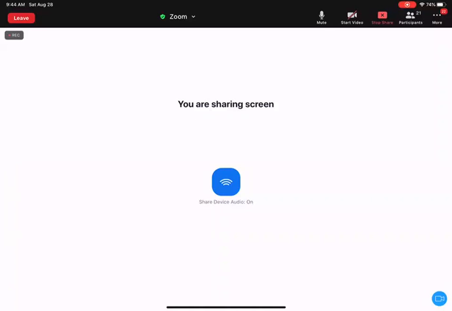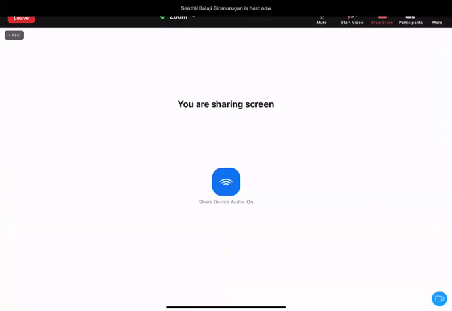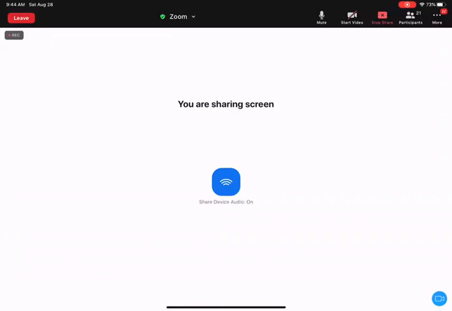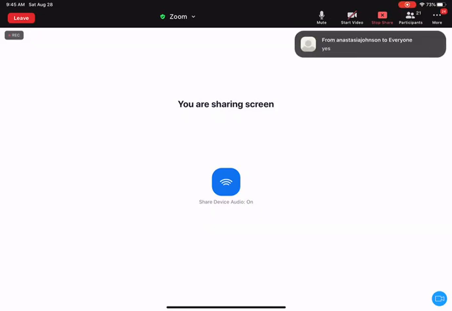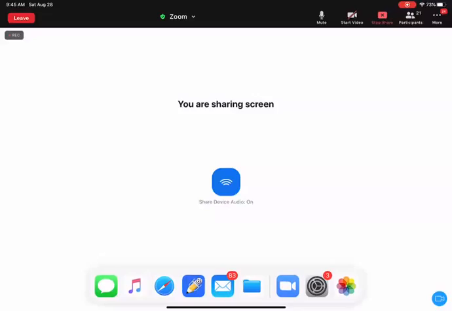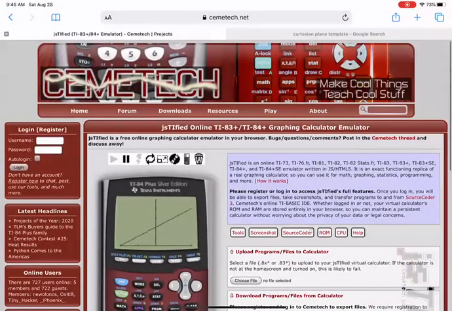Did the screen change on your side when I moved from the window to, oh man. Okay, so it's just going in and out for some reason. Are you able to hear me now? Yes, it says you are sharing screen. Okay, cool, awesome. For a minute there, it stopped. Something's wrong with the connection.